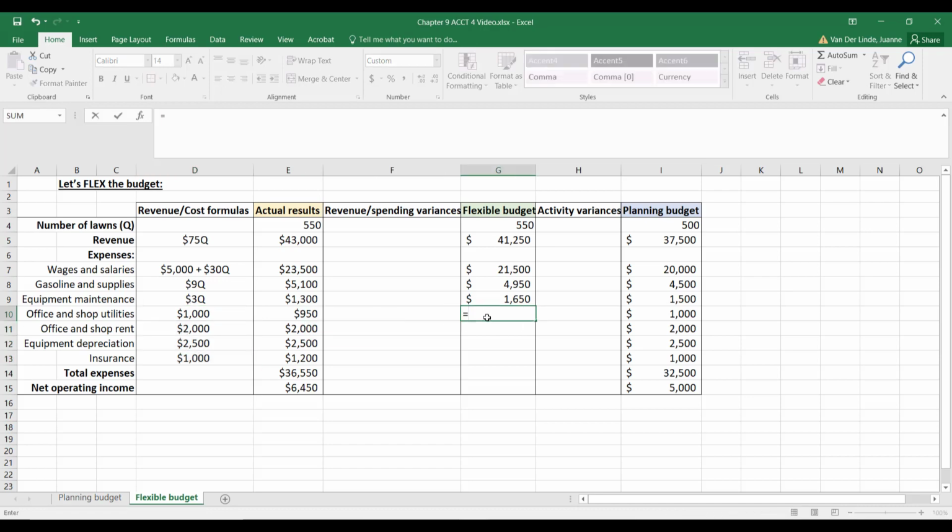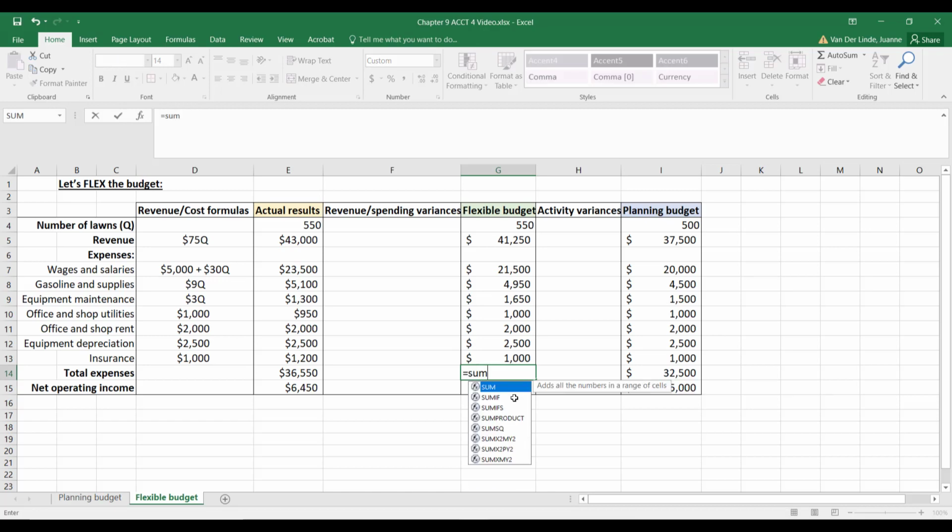Now, all of these remaining costs are just fixed costs. So we use all of those same revenue and cost formulas for the flexible budget like we do for the planning budget. So the office and shop utilities being fixed, it should be $1,000 when we mow 550 lawns, as long as it's within that relevant range. Office and shop rent should be $2,000. Equipment depreciation, we should have incurred an expense of $2,500, and we should have spent $1,000 on insurance when we mow that amount of lawns.